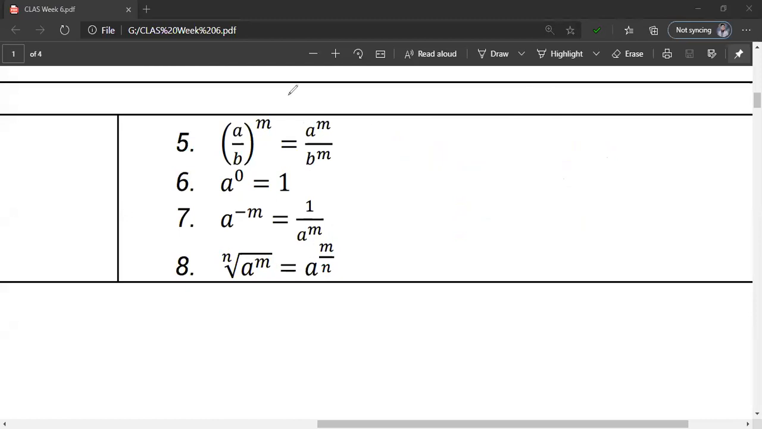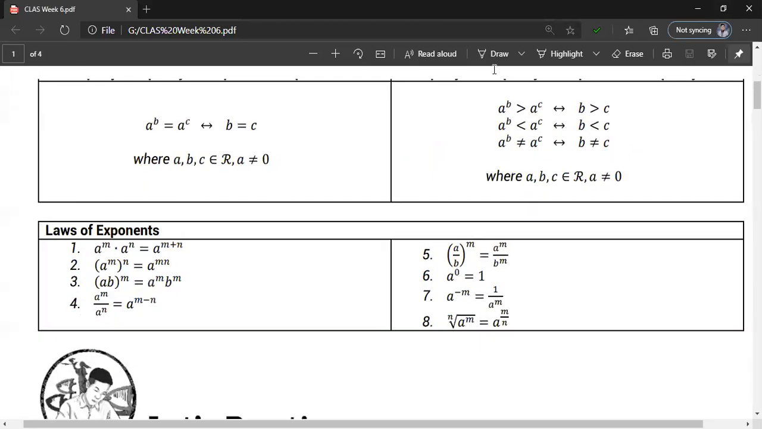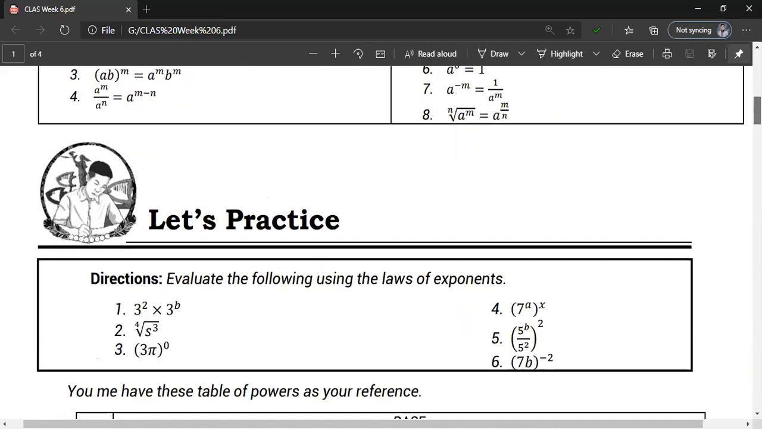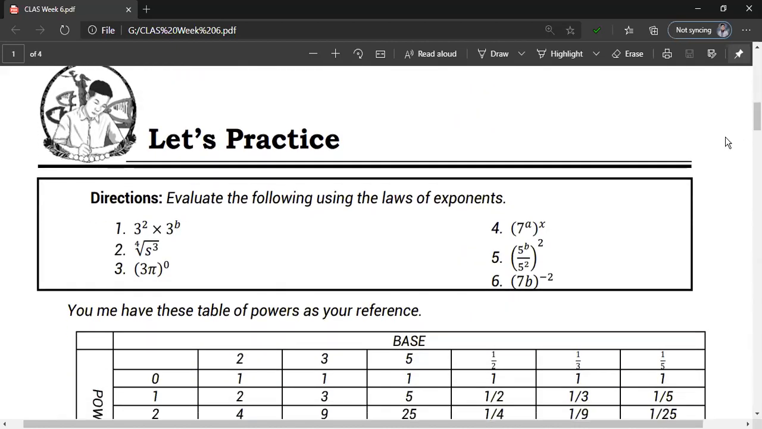So, before I proceed, do you have any questions regarding our properties and laws of exponents? Okay, parang wala.